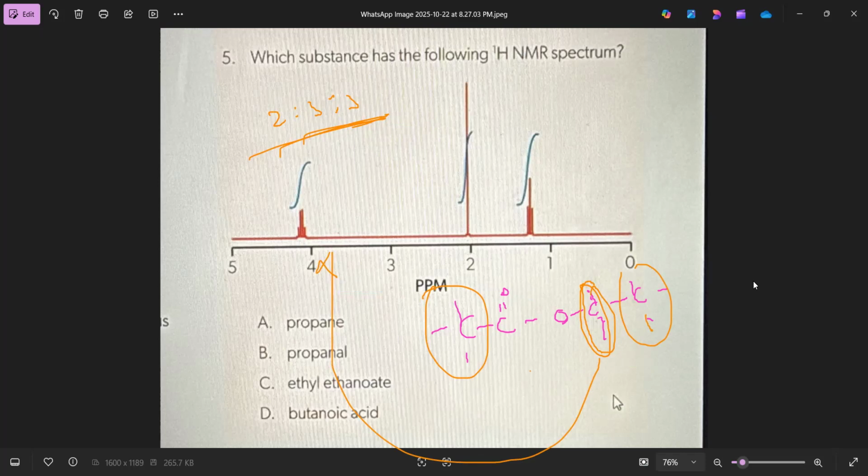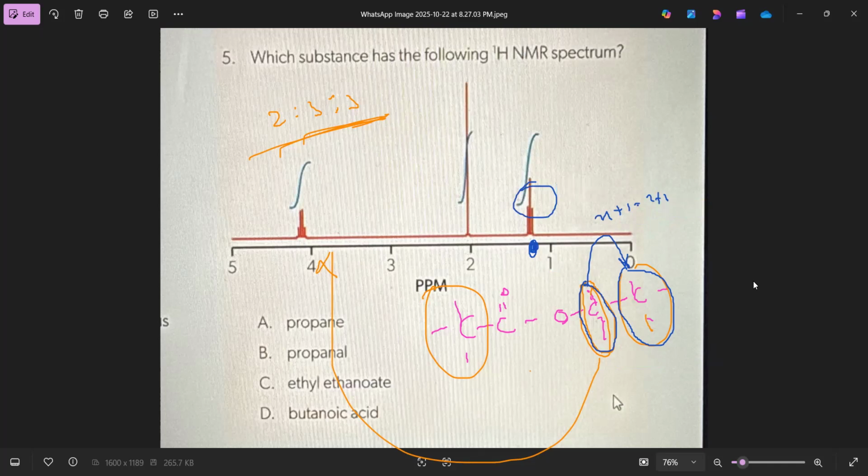Now this will be coming around 1 point something. And this has 2 hydrogens, so it will be split into how many peaks? n plus 1, that is 2 plus 1, that is 3. It's a triplet. Understood this part, right?